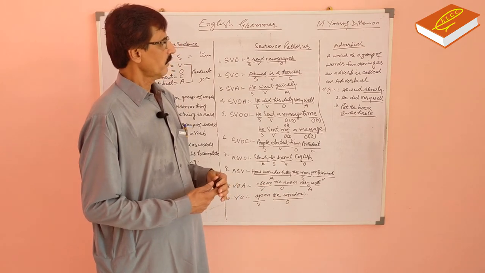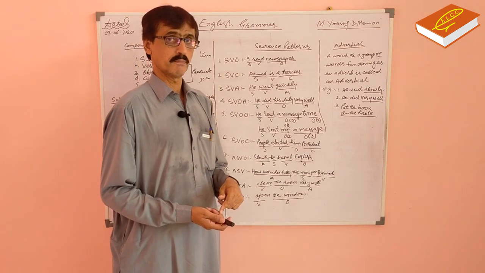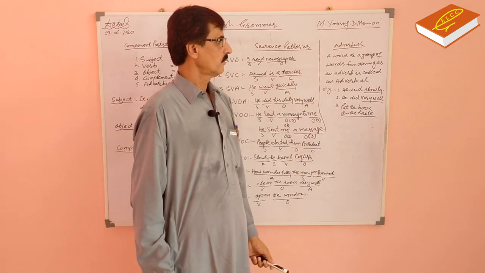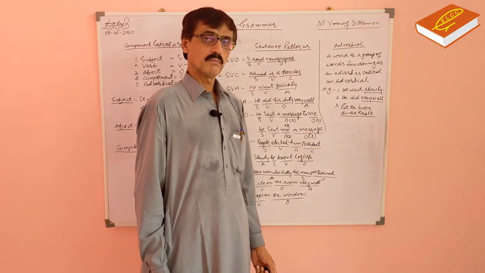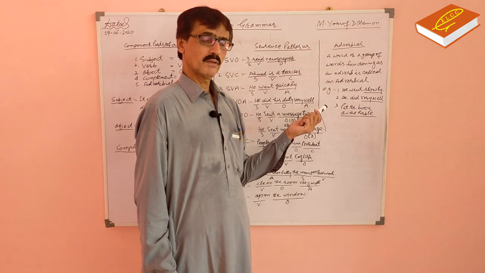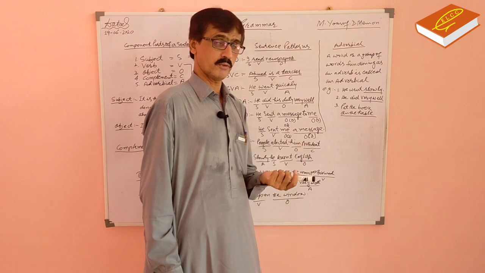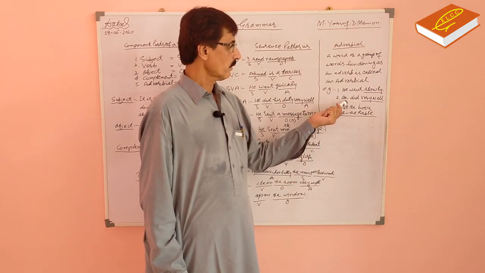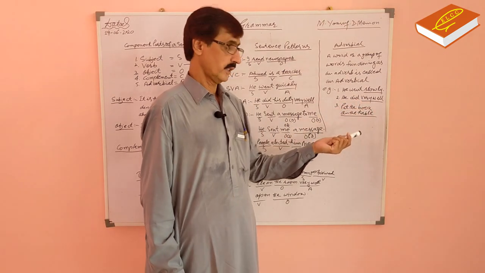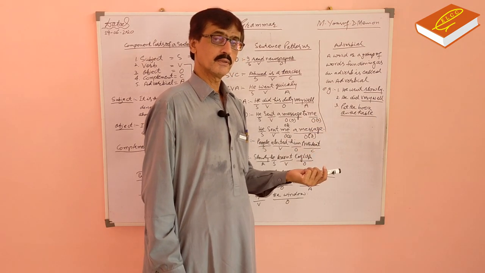Now, here the term adverbial is used. Adverb, adverbial. What is adverbial? A word or group of words functioning as an adverb is called an adverbial. It can be one word or a group of words. In the first sentence, he went slowly. Slowly is adverb, adverbial. He did very well. This is a group of 2 words. Very well is adverbial. Put the book on the table. On the table is adverbial.